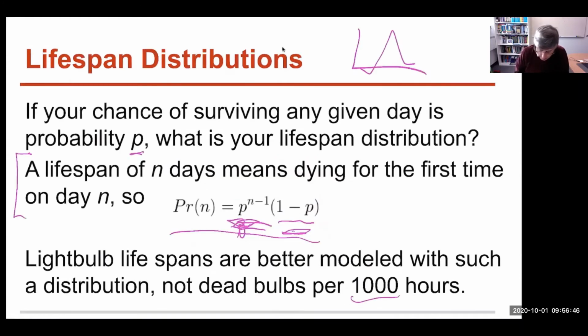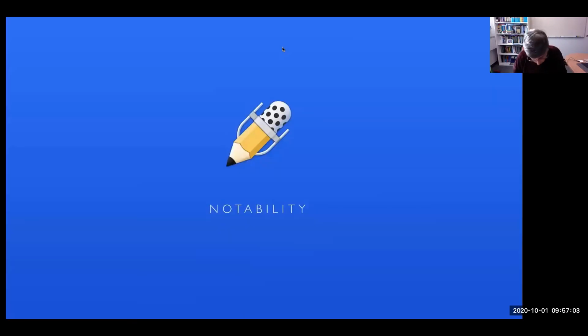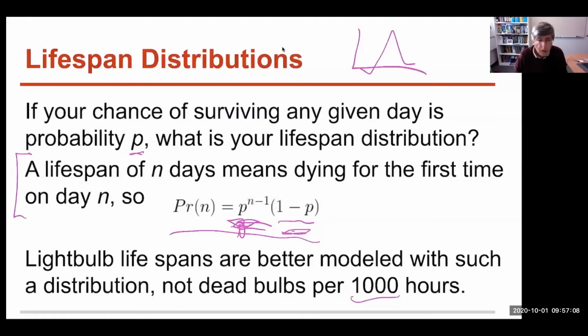Out of curiosity, how good a model do you think this is for lifespans? If you want to try to think about predicting lifespans, does it make sense to you that lifespans are Poisson distributed according to this argument? Yes or no? Anybody like it? Anybody not like it?